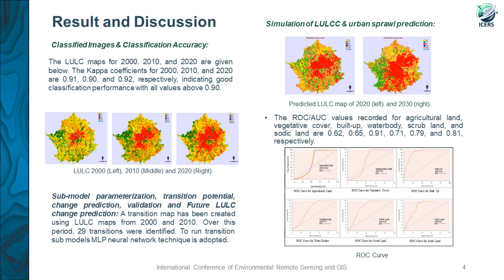For the validation of this predicted image of 2030, ROC and AUC curves and their values were created. The ROC curve is given below on the lower right side of the slide. The ROC values recorded for agricultural land, vegetative cover, built-up, water body, scrubland, and sodic land are 0.62, 0.65, 0.91, 0.71, 0.79, and 0.81 respectively. As you can see, the ROC value for built-up is 0.91, which is very high. And these transition models and these classified images can be successfully used for the predictive measures belonging to urban sprawl.